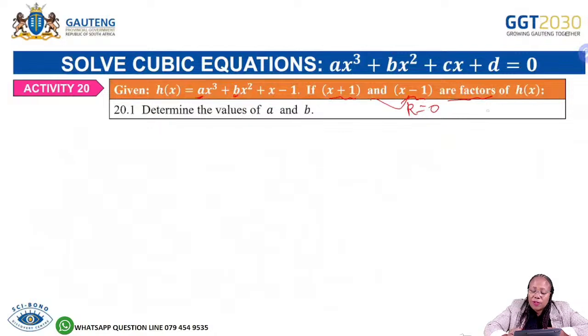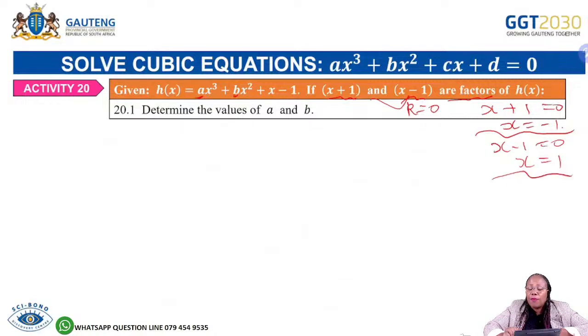Okay. So we will be substituting for the x plus 1 equal to 0, we substitute x with minus 1. And then for the second one, x minus 1 equal to 0, we substitute our x with the 1. But for both conditions, the remainder is 0. So determine the values of a and b. That means now you are solving simultaneous equations because you have two unknowns.